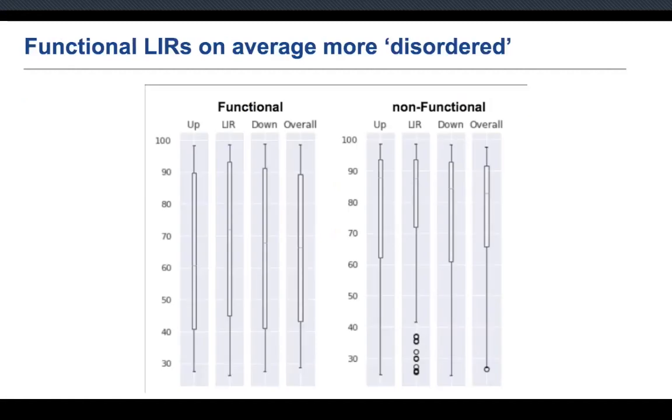A first observation and interesting result is that functional LIR-motifs tend on average to be more disordered compared to non-functional ones. This is true both for the core regions and for the up and downstream regions to the motif, as well as for the overall segments. However, we can still see that some non-negligible overlap in the respective distributions exists.